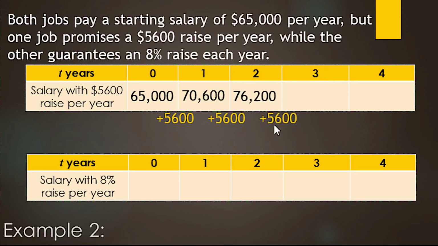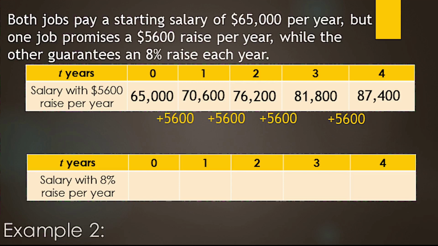Another year, another $5,600. Now we're at $81,800. Another year goes by, another raise of $5,600. So we're going to add $5,600 to the previous year, and boom, there's our next year there. So after 4 years, Brandon's going to be making $87,400. So if you see here, Brandon is getting the same amount raise every single year, or he's adding the same amount each year for his salary.